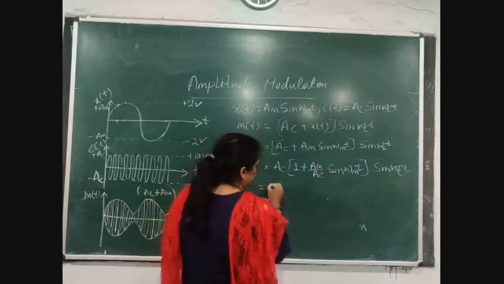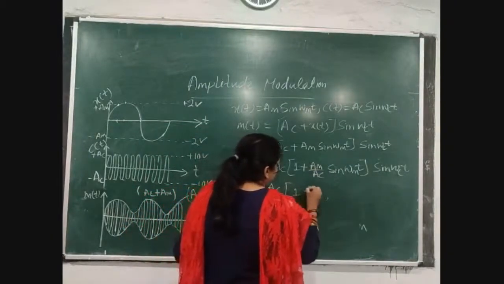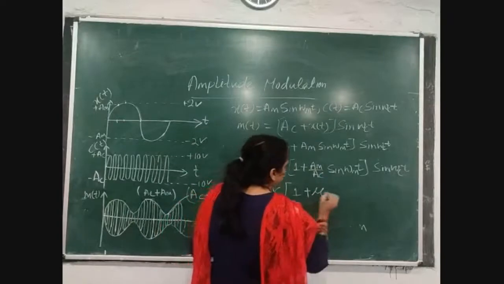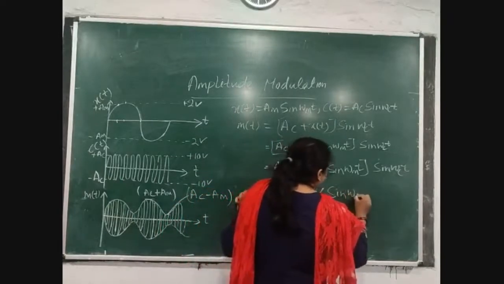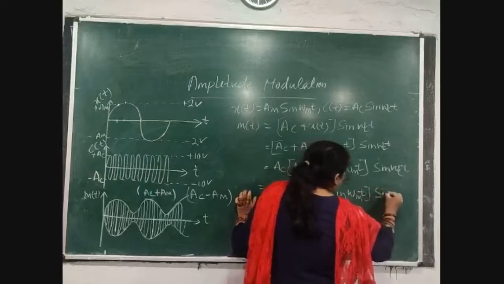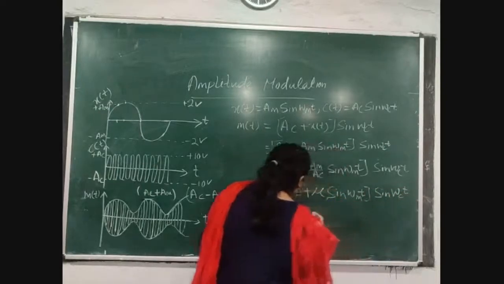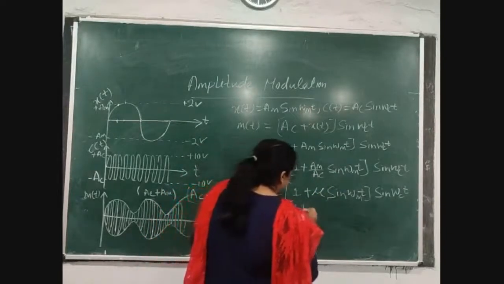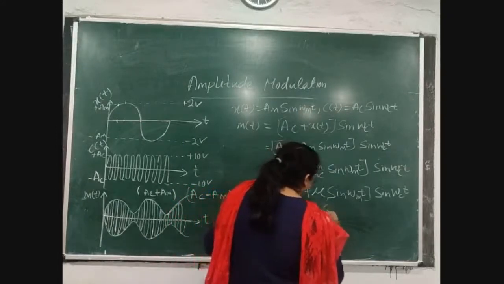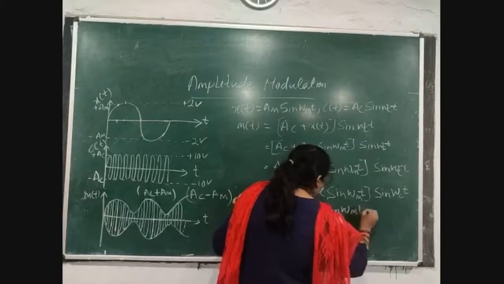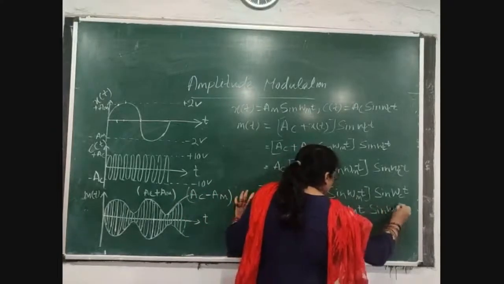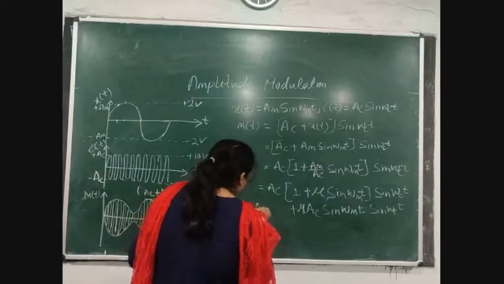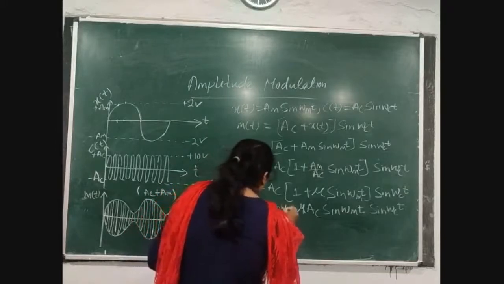So then AC times 1 plus, we denote this modulation index as mu, mu sin omega mt. Then we open up all the brackets: AC sin omega ct plus mu AC sin omega mt sin omega ct.